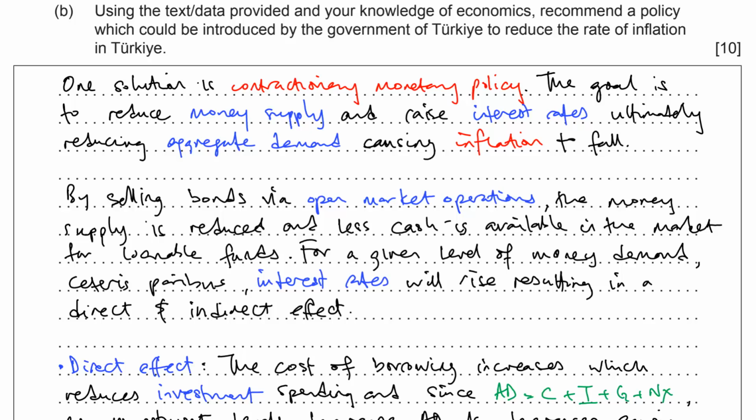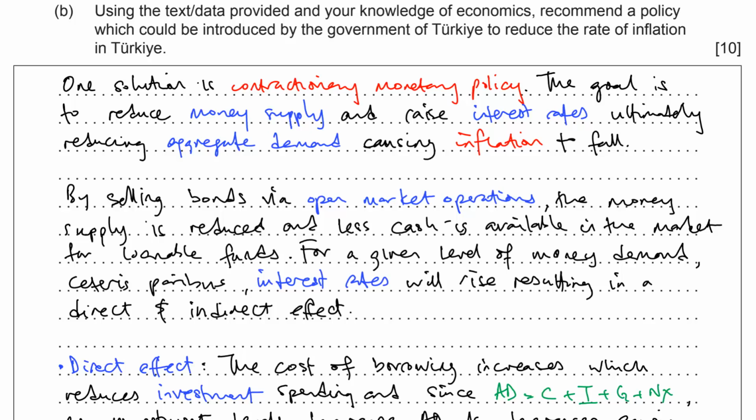This is why I like answering it this way, because it links back to the question that we had before. There are different ways to answer this question. The main thing is to think about it through the lens of an aggregate demand, aggregate supply model. If you can imagine, you've got the aggregate demand curve and the aggregate supply curve, and you want to reduce inflation. You can do this by reducing the demand side.